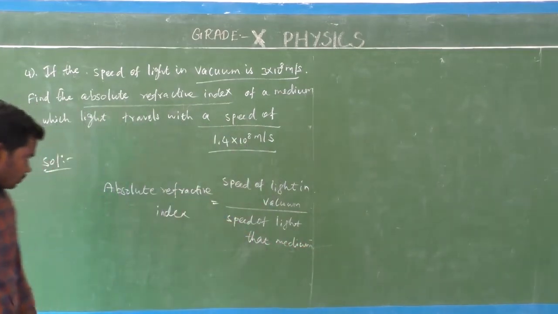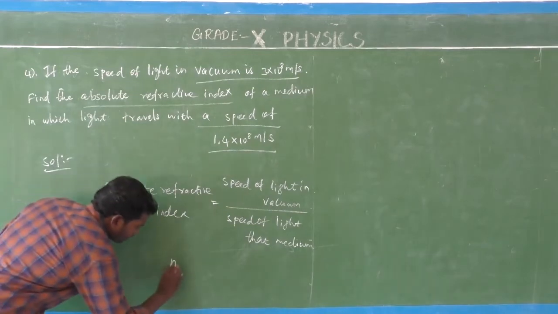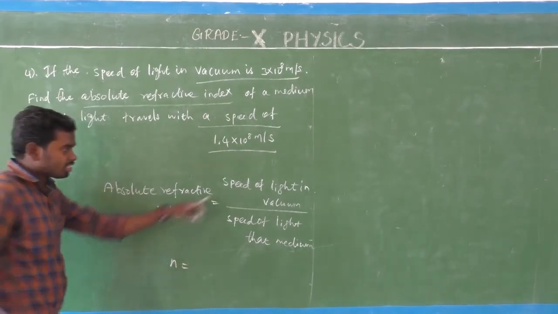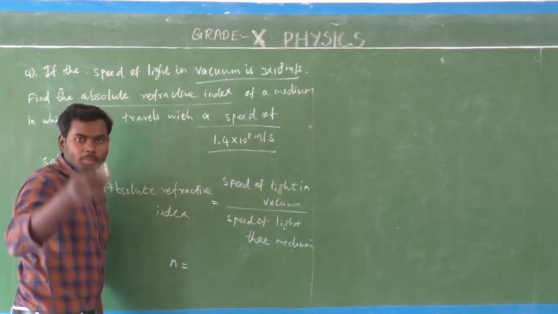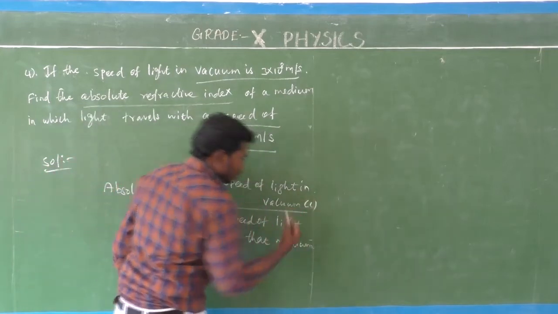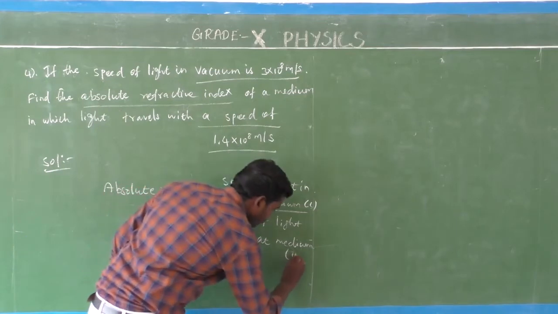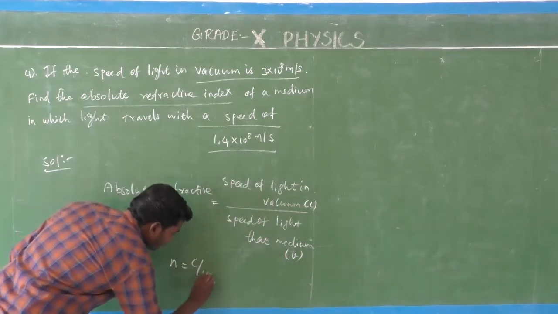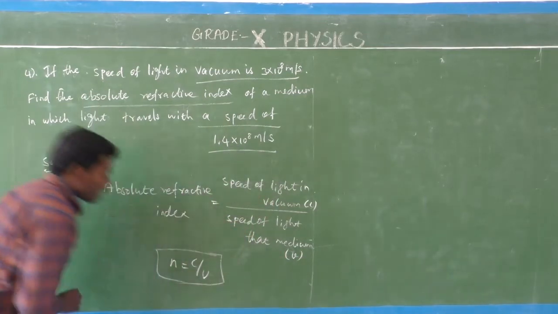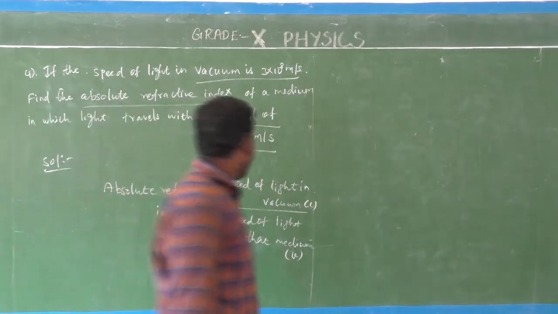So we can write refractive index, small n, is equal to the speed of light in vacuum, denoted by letter C, divided by the speed of light in any particular medium, that is v. So we can write c by v. Am I right?